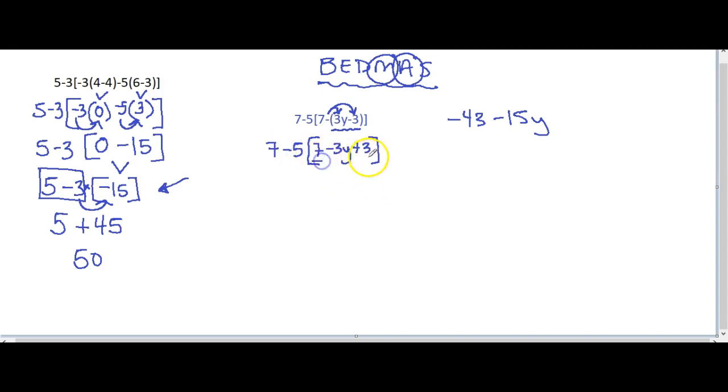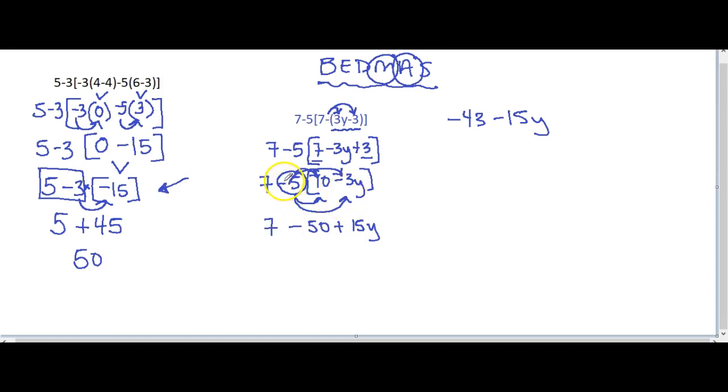Inside the brackets, I can combine these like terms. 7 plus 3 gives me 10. Subtract 3y. And then, same thing as over here, I want to make sure that I do the multiplication first before I do any adding or subtracting. So this is negative 5 times 10. So that's going to be negative 50. And negative 5 times negative 3 is going to give me positive 15y. And then the 7 in front of it.